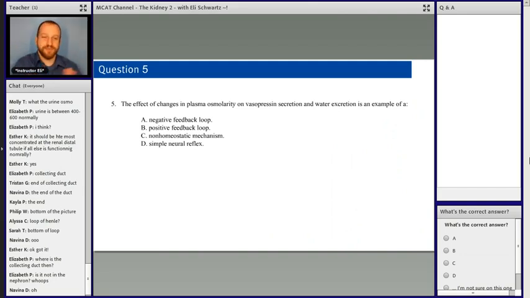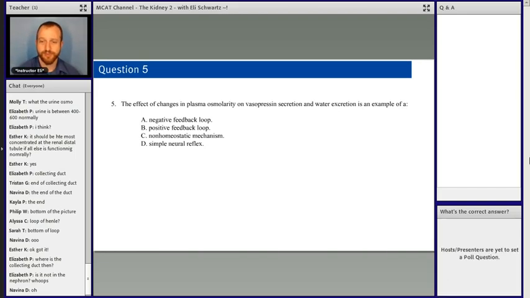All right, next up. Changing plasma osmolarity on vasopressin. Gosh, okay. This looks like it could be pretty complicated. Let's just double check the answers. Do the answers show a pretty complicated relationship?